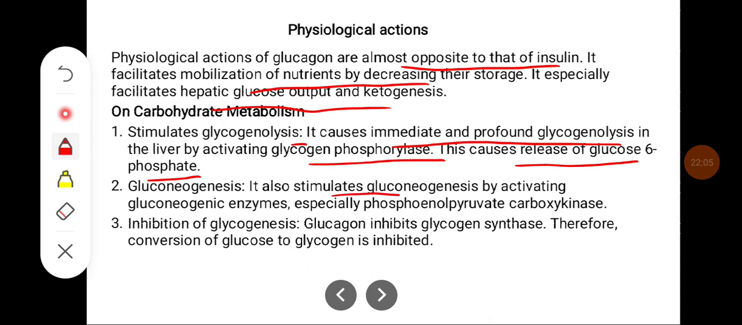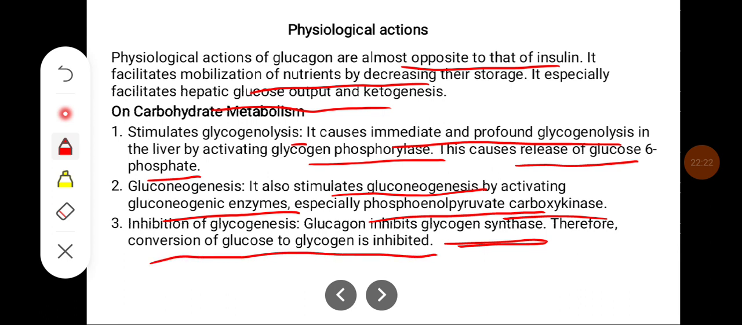It also stimulates gluconeogenesis by activating gluconeogenic enzymes, especially phosphoenolpyruvate carboxykinase. Glucagon inhibits glycogen synthase. Therefore, conversion of glucose to glycogen is inhibited.